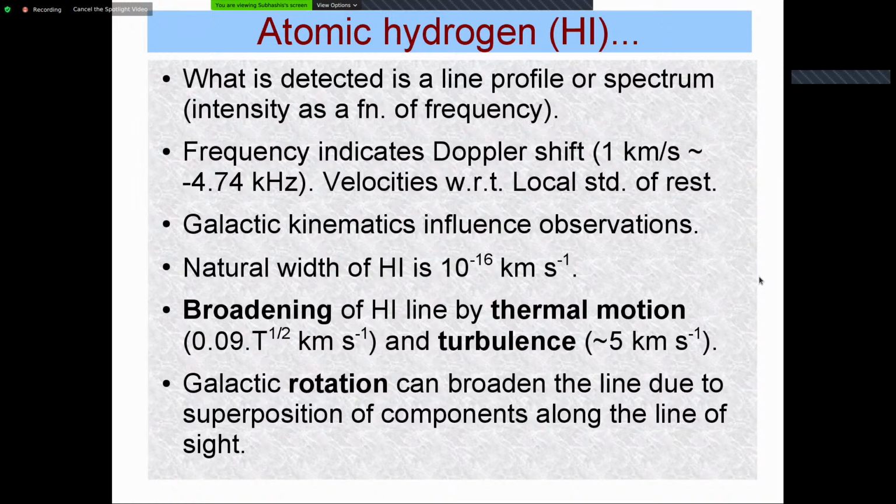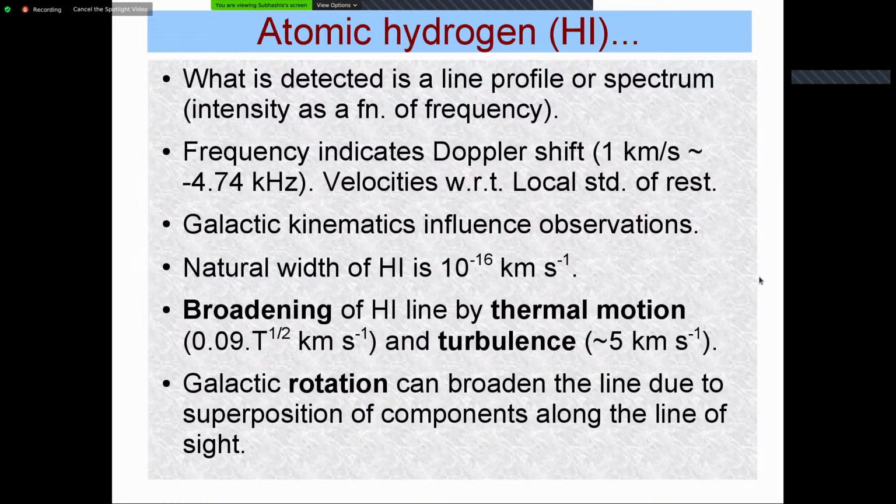So what we see typically is a line profile or spectrum. Along the x-axis you plot frequency, and along the y-axis you plot the intensity, showing how it varies as a function of frequency. Where the intensity maximizes, you call that the maximum line emission. This frequency is 1420.406 megahertz. If you are not seeing the peak of atomic hydrogen emission at that frequency, it means that the line is shifted.